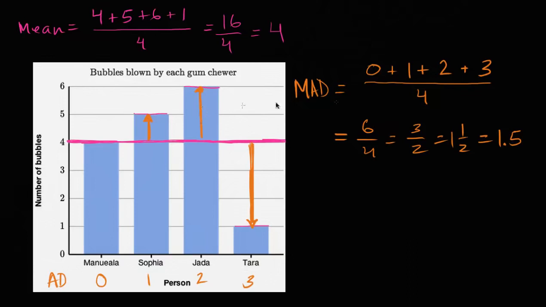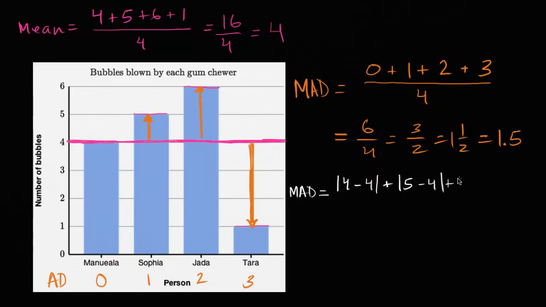But just so you're comfortable seeing how this is the exact same thing you would have done with the formula, let's do it that way as well. So the mean absolute deviation is going to be equal to, well, we'll start with Manuela. How many bubbles did she blow? She blew 4. From that, you subtract the mean of 4. Take the absolute value. That's her absolute deviation. And of course, this does evaluate to the 0 here. Then you take the absolute value. Sophia blew 5 bubbles, and the mean is 4.